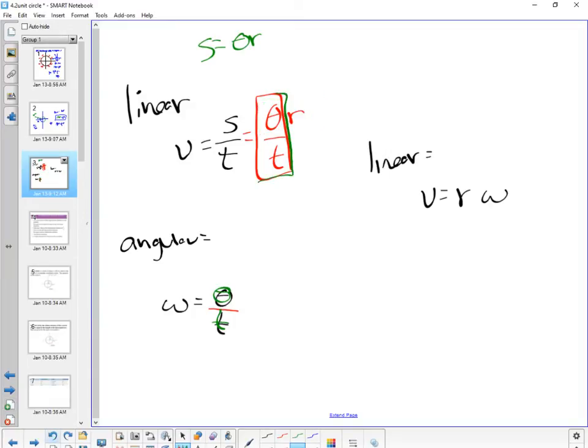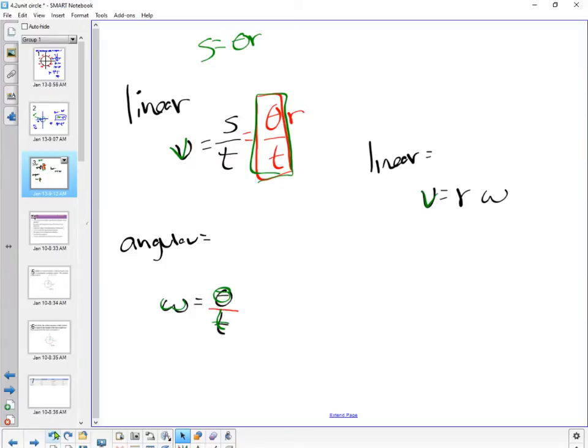Theta over T is right in here. So this is theta over T times R, isn't it? Well, theta over T can also be written as W. So this is really just R times W. So V, same one, R times W, theta over T. So yes, this is still the same formula. It's just a weird play on all the different variables in there. So what's the difference? It really just depends what information you're given.